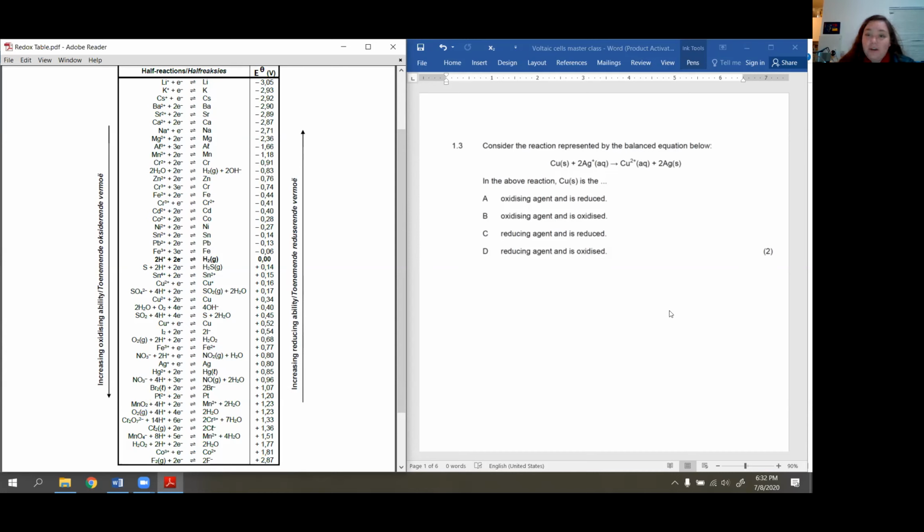All right, so we're going to start with the only multiple choice that I prepared. There's only one multiple choice for what we're doing, and it's from one of the past papers, and it basically says, consider the reaction represented by the balanced equation below. In the above reaction, copper is, you've got to decide if it's the oxidizing agent or the reducing agent, and therefore if it is oxidized or reduced. So I'm going to pause sharing straight away, and I'm going to give you an opportunity almost immediately to get into answering the question. All right, please go for it.